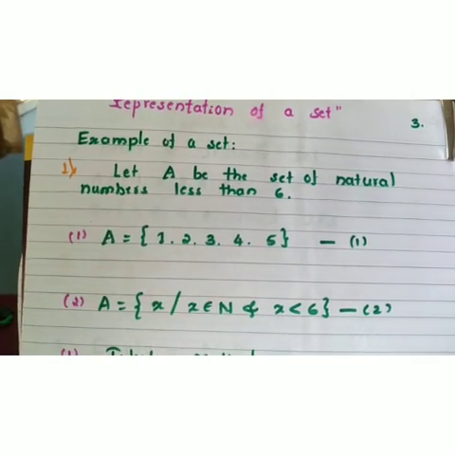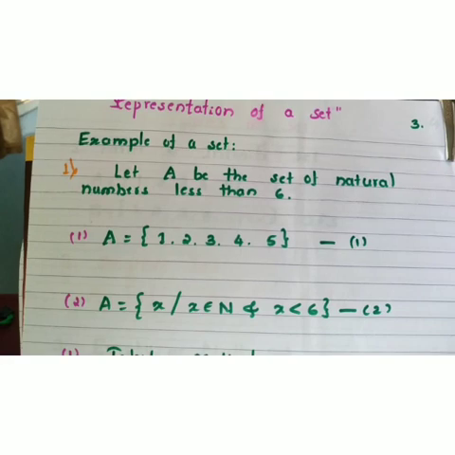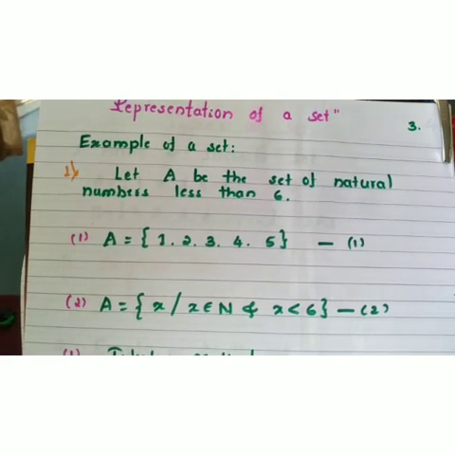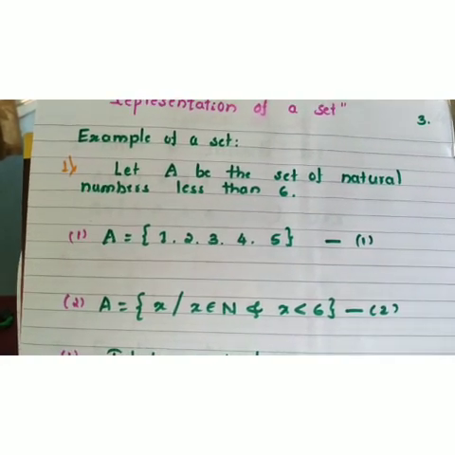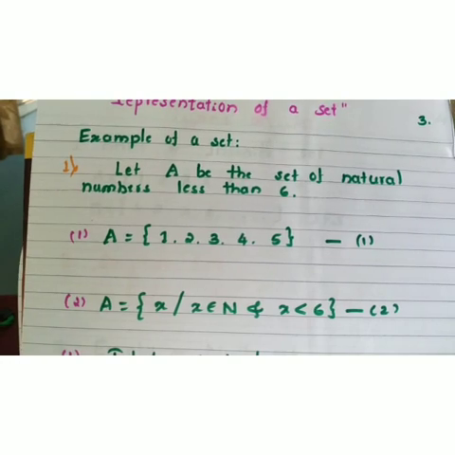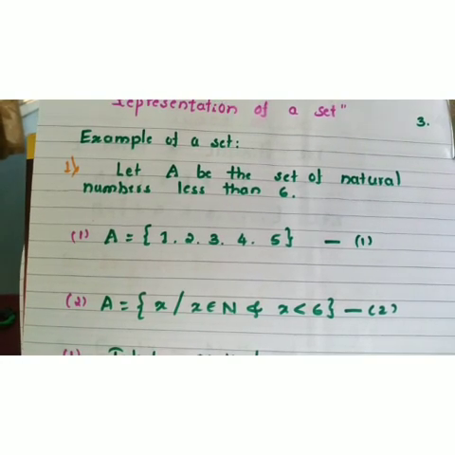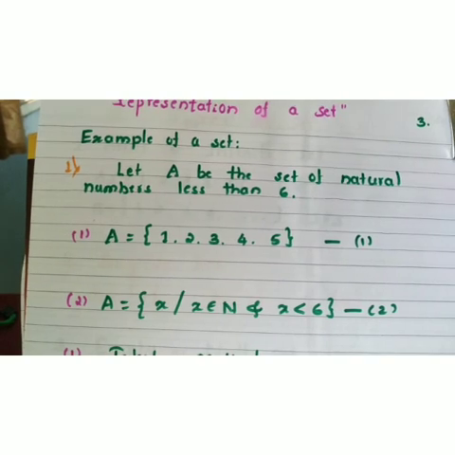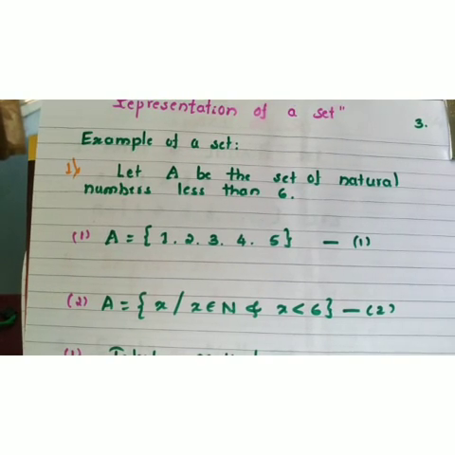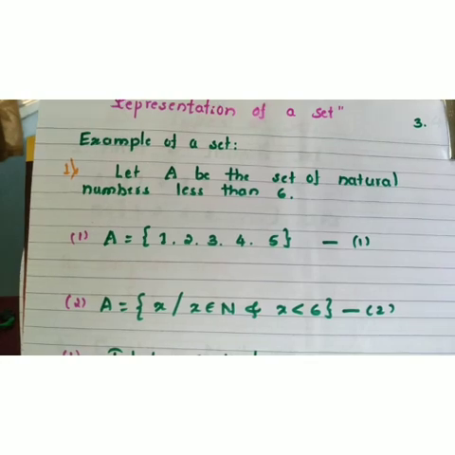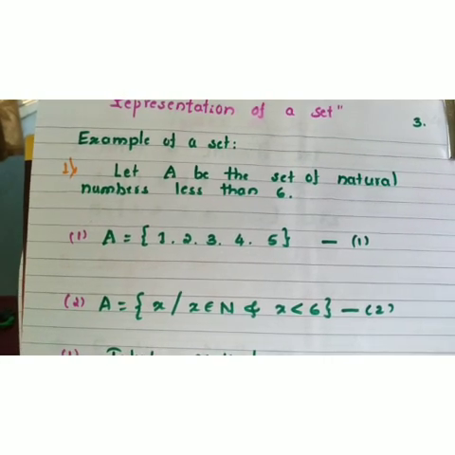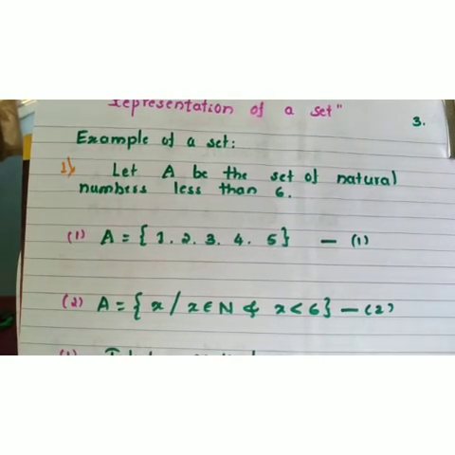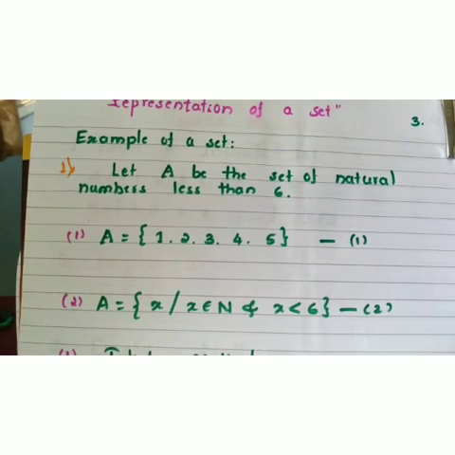What does it mean by x belongs to N and x is less than 6? It again means that A is the set of natural numbers less than 6, but it is symbolically denoted by x. What is x? x is a natural number. How much of the natural numbers? The natural numbers less than 6. Therefore, these are the two methods in representation of the set.